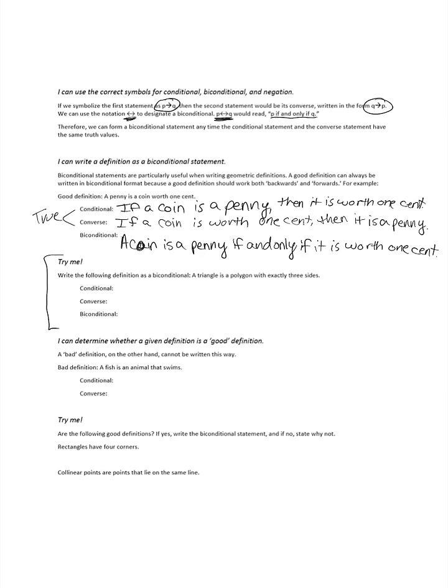I can also determine whether a definition is a good definition by testing it to see if I can put it into two different conditional and converse statements. So for example, a fish is an animal that swims. Conditional: if an animal is a fish, then it swims. And my converse: if an animal swims, then it is a fish.